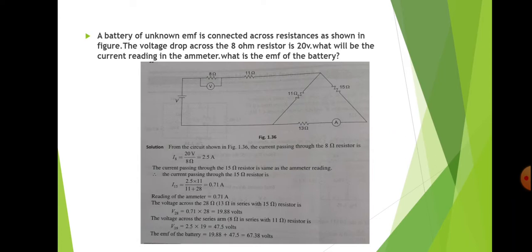This is the question. I'll read the question again and you should understand the question first. A battery of unknown EMF is connected across the resistances as shown in the figure. The voltage drop across the 8 ohm resistor is 20 volt. What will be the current reading in the ammeter? And what is the EMF of the battery?